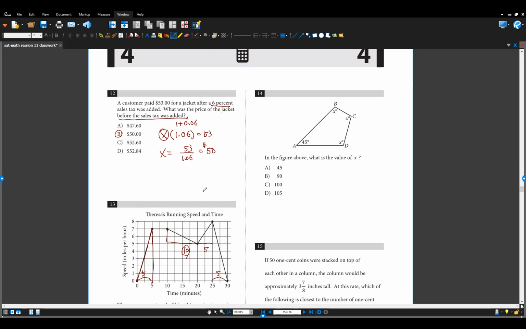This is a quadrilateral. The sum of the interior angles is 360, right? So what is the value of x? 3x plus 45 equals 360. So 3x equals 360 minus 45, which is 315. When you divide by 3, that is 105.